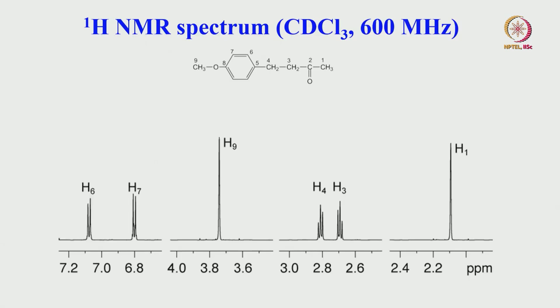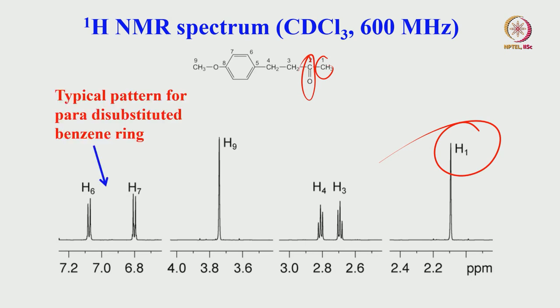This is the 1D proton spectrum. Very clearly you can identify this is proton 1, because this is a terminal group attached to C double bond O, with no other coupling, an isolated singlet. That is proton 1, CH3. Very easily we can do that.